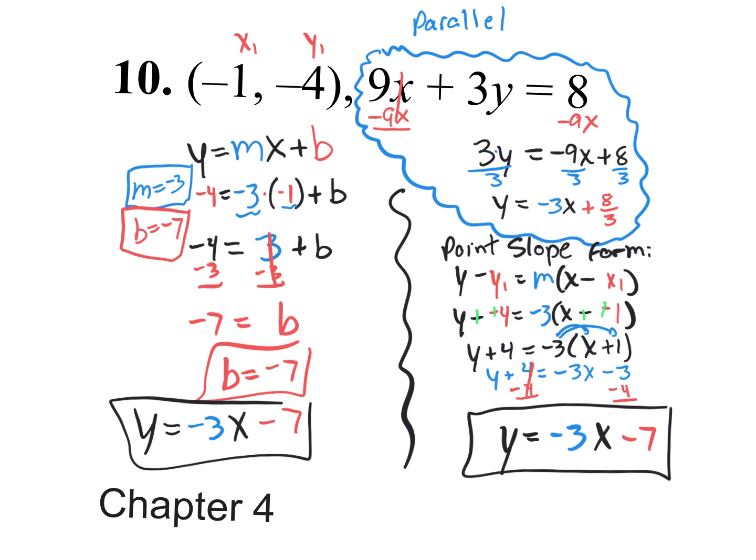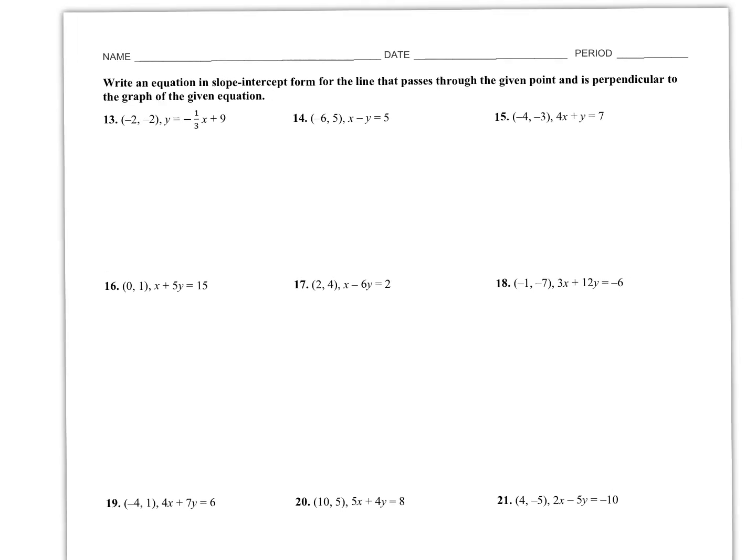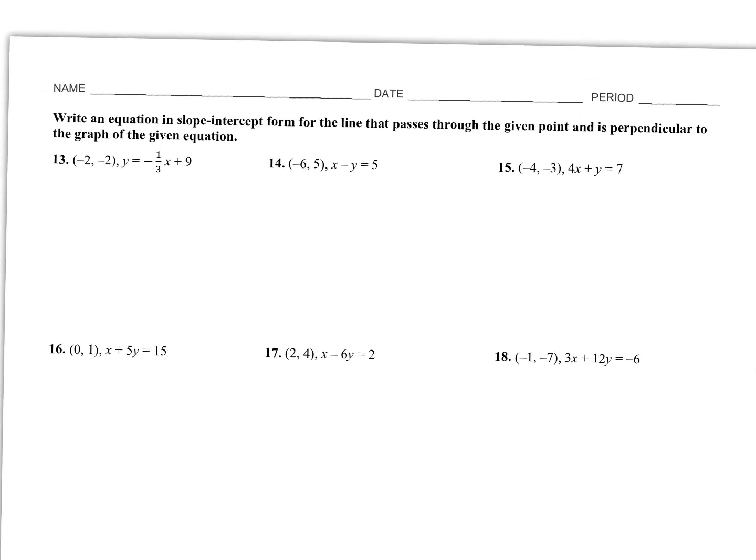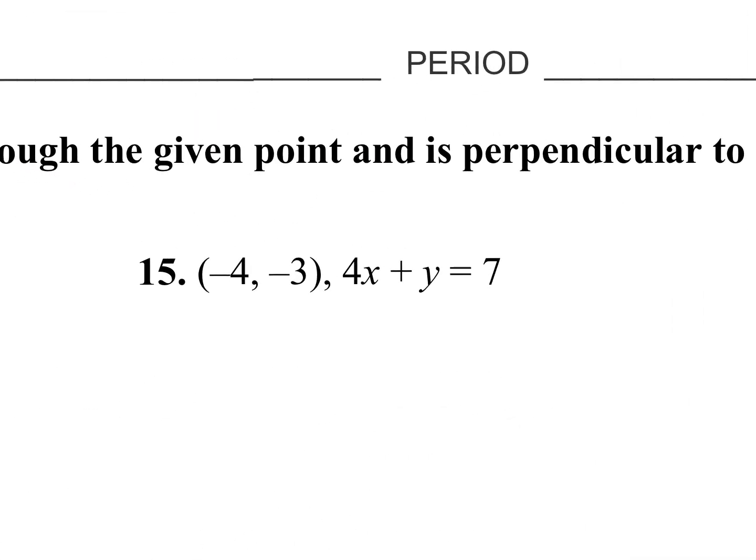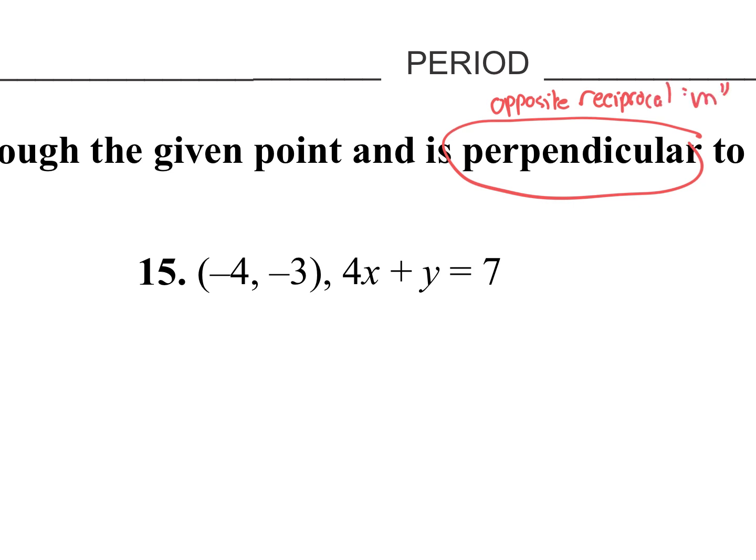Now on the back side, go ahead and flip it over. On the back side, it's the same instructions. Write an equation in slope-intercept form, and they also give you a point, but this time they tell you that your line is perpendicular to the given equation. And perpendicular means opposite reciprocal m values, opposite reciprocal slopes. What the heck does that mean?